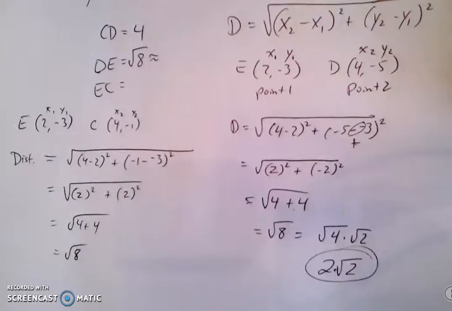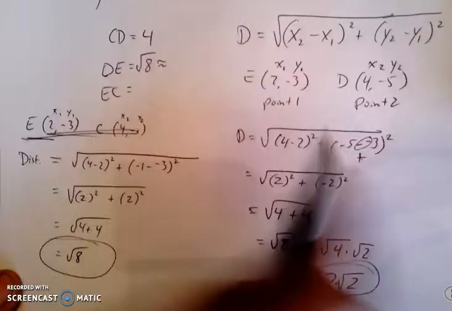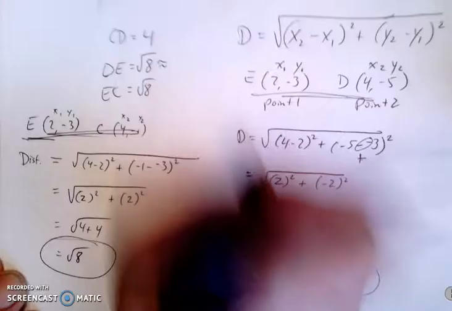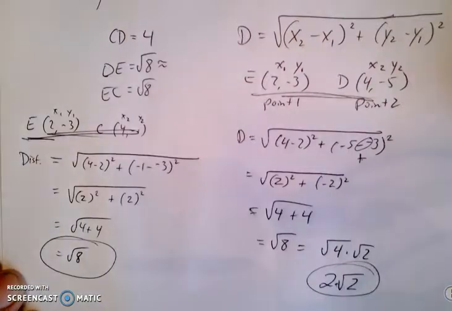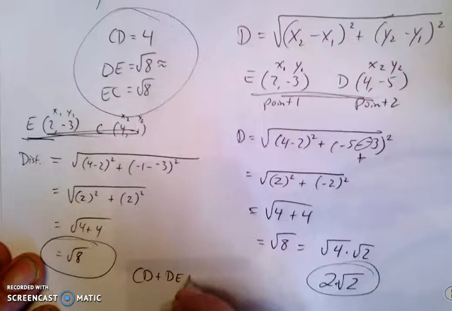Okay, we're back. I paused it for a second and went ahead and did that calculation. So now you have the length from E to C. We already had the length from E to D, so this is square root of 8 also. And I want to point this out real quickly. The perimeter would be all three of these together: CD plus DE plus EC. That would be the perimeter.